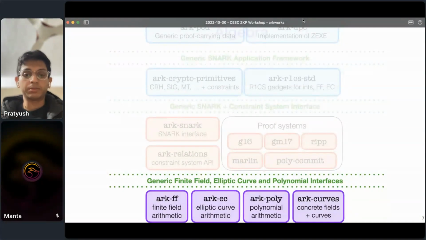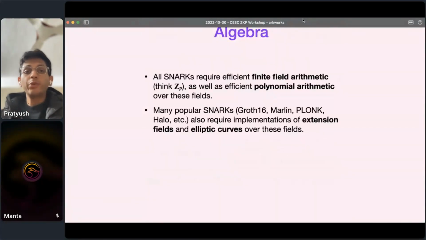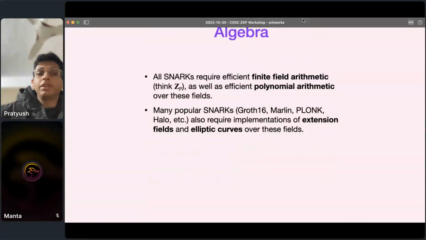Starting with the bottom of the stack. Okay, so let's quickly recap why we need algebra. Basically, every zkSNARK that you use requires an implementation of efficient finite field arithmetic and usually polynomial arithmetic, as well as oftentimes elliptic curves, right?